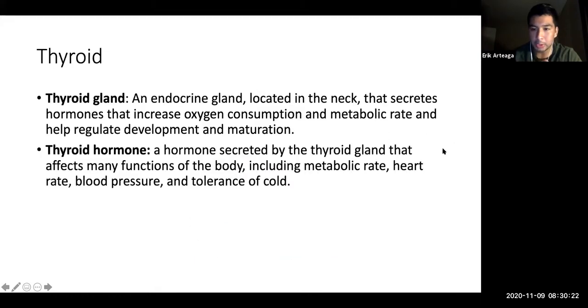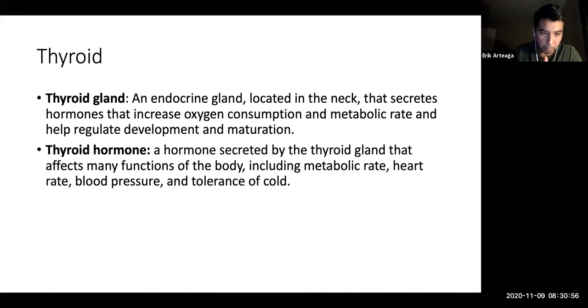Okay. So the thyroid gland is an endocrine gland located in the neck that secretes hormones that increase oxygen consumption and metabolic rate and help regulate development and maturation. Again, this has to work in close unison with bodily development, right? So usually younger children will have higher metabolic rates, again, because they are growing. So the thyroid gland needs to work in unison with other organ systems and other endocrine organs in order to help with the development of children.